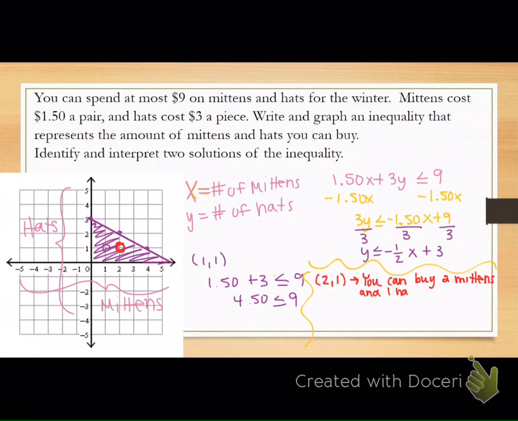So for less than $9. I'm not going to do a second one with you, but anything in that shaded region is a solution.